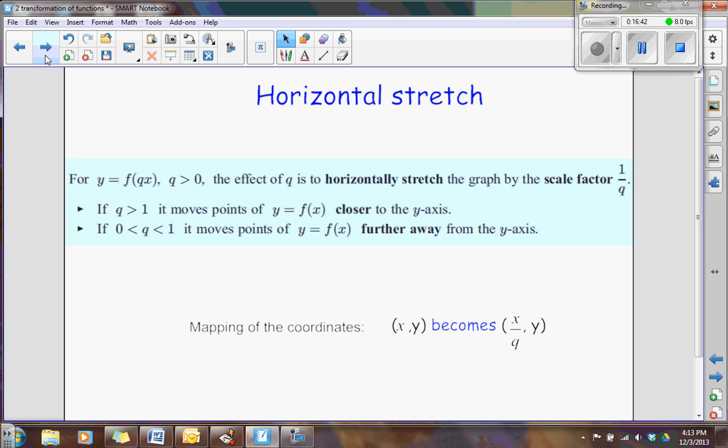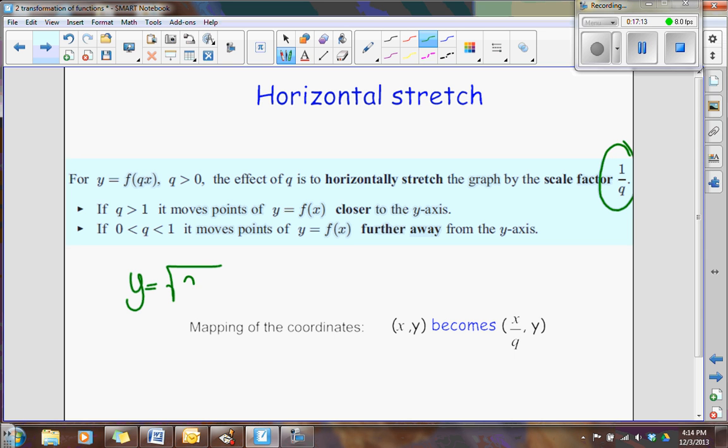Okay, last thing, horizontal stretch. So if we have any kind of number, any constant being multiplied by x within our function, the effect is going to be a horizontal stretch of the graph by a scale factor of 1 over whatever that constant is. So you can imagine, say we have the function y equals the square root of 2x, and we're comparing it to y equals the square root of x.